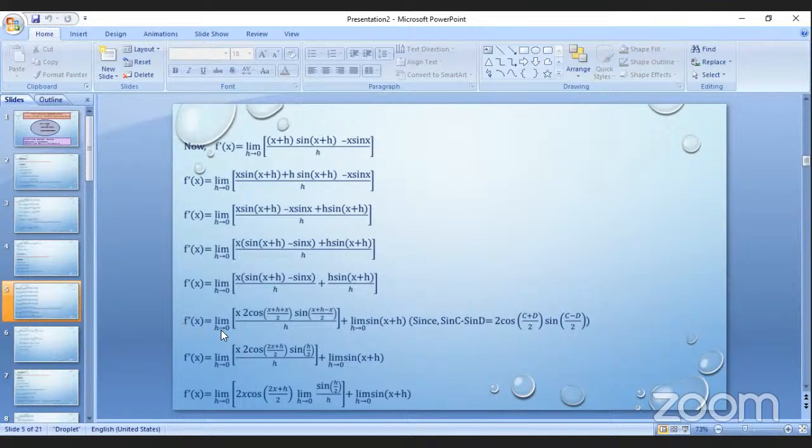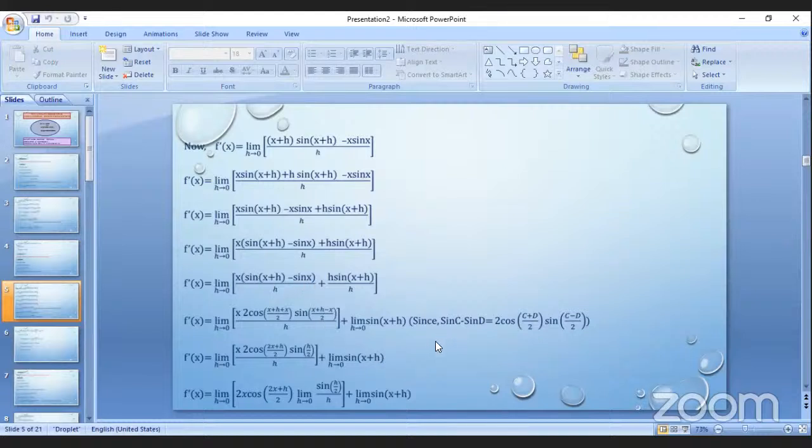f'(x) = limit h tends to 0 of x into, here observe this term sin(x+h) − sin x. It is in the form of sin C − sin D. What is the sin C − sin D formula? 2 cos((C+D)/2) into sin((C−D)/2). What is the C value here? C is x+h and D is x.